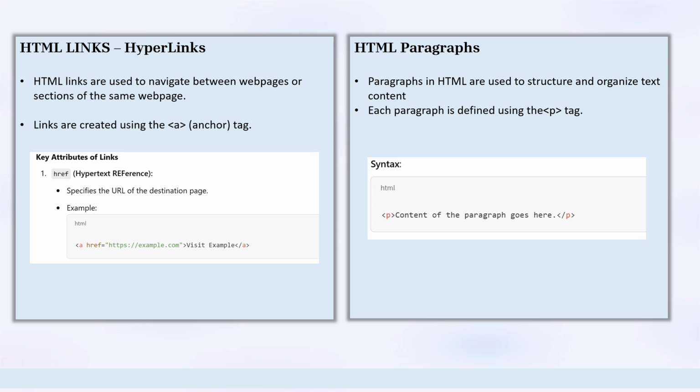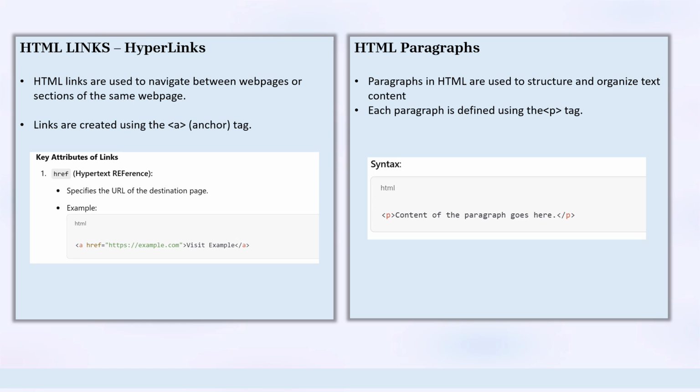HTML links and HTML paragraphs. HTML links are also known as hyperlinks. HTML links are used to navigate between web pages or a section of a web page. It means that in our web page, if we want to navigate to some other page, then HTML links are used. Links are created using the anchor tag, which we symbolize as a inside angle brackets.